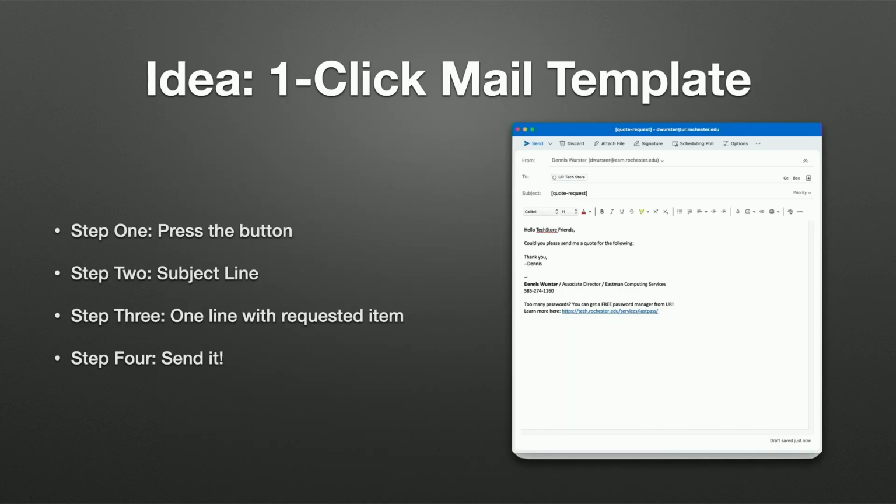I've also built a mail template in Outlook. I have to make contact with our U of R tech store in order to get quotes for equipment. But I got tired of having to type in the preamble, what I actually want, the closing, put a subject line in, and send it. I said, how can I improve this and make this more efficient? So I built a template that includes everything except for what I actually need. I saved that, and then I assigned that to a Stream Deck button. So now I hit the button, it immediately pops up a window, it puts my cursor on the right line, I type in what I want, I fill in the subject line, and I click send. And I can get back to my train of thought of what else I needed to get done this day.